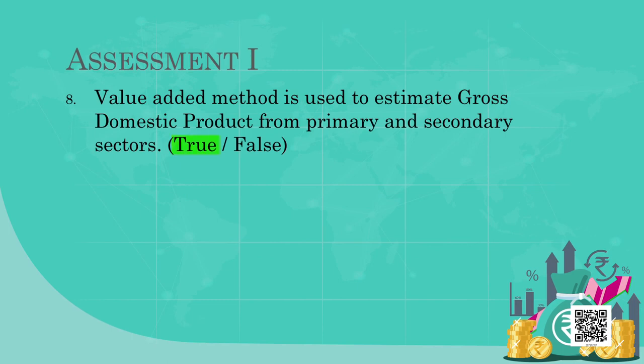The value added method is used to estimate GDP from primary and secondary sectors. True. This is a very tricky question. See, value addition is possible only in the case of goods that are visible. In case of the service sector, for example, value addition may not be very useful. So generally, the value added method is used mainly for the primary sector and secondary sector. Okay. Thank you, Rahul.